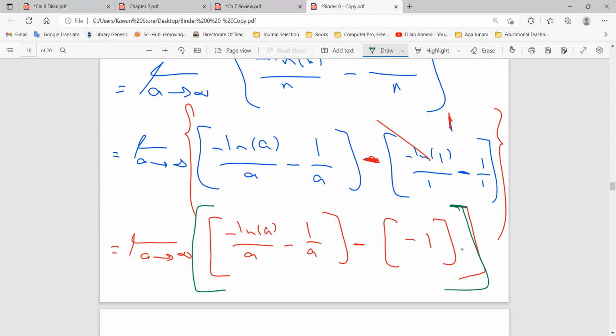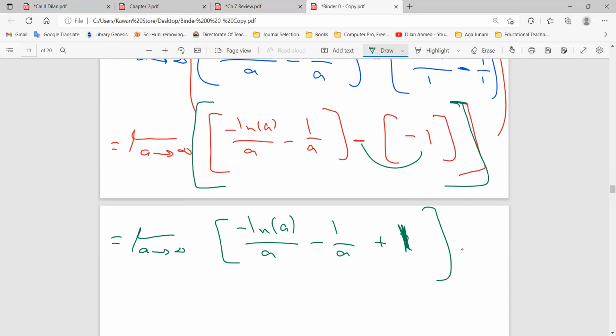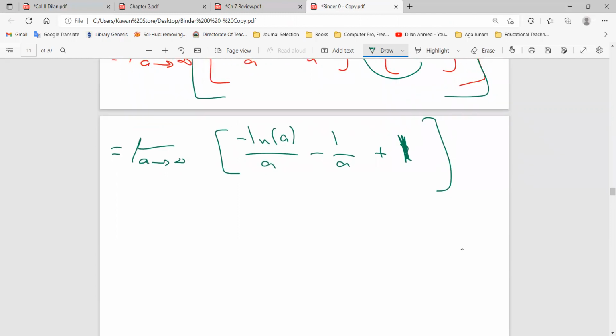Do you have any question? And you know, minus multiplied by minus is equal to plus. So it remains the limit a approaches infinity of minus ln of a over a minus 1 over a plus 1. Now it's limit time. Maybe you don't know that one, so okay. So I will get what? First is equal to itself. Second, it will be 1 over infinity, 0.